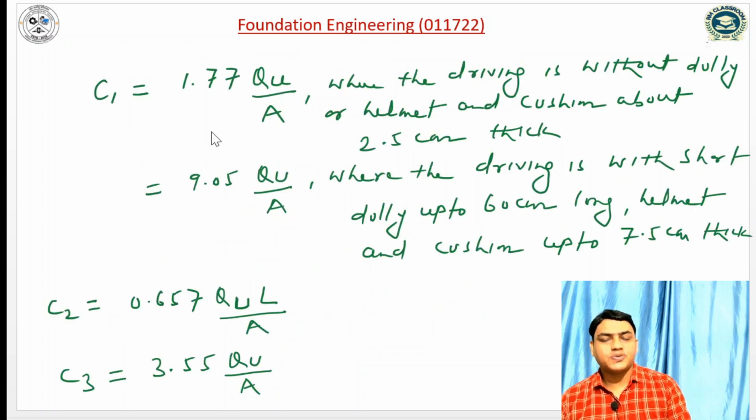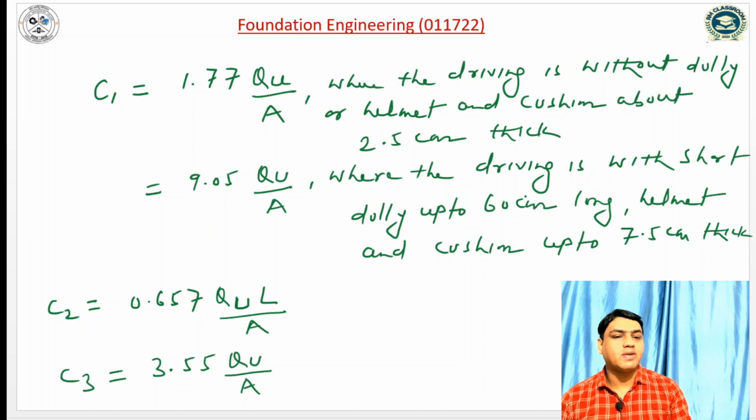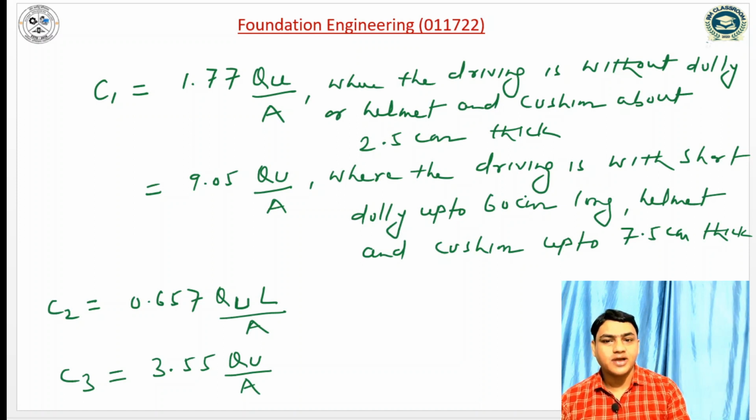Similarly, the expression of C1 can be computed as 1.77 QU by A, where the driving is without dolly or helmet and cushion about 2.5 centimeter thick. Here QU is the ultimate load and A is the cross-sectional area of the pile in centimeter square. Or we can take 9.05 QU by A, where the driving is with short dolly up to 60 centimeter long and helmet, and cushion up to 7.5 centimeter thick. Then we will use 9.05 QU by A.